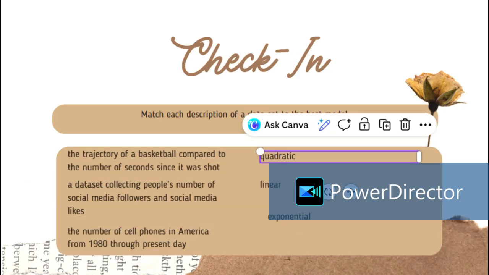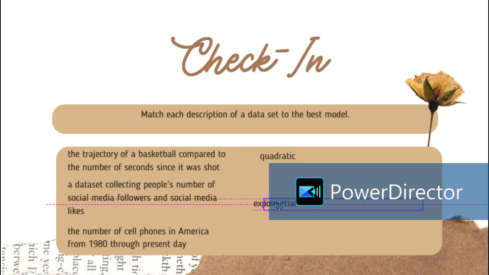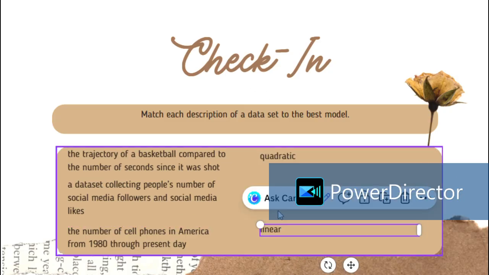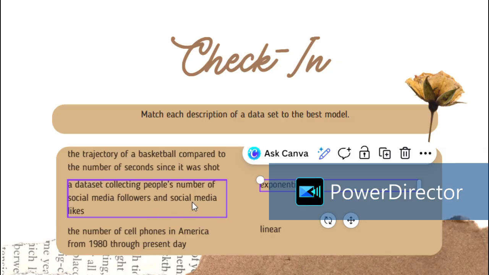A data set collecting people's number of social media followers and social media likes. Okay, so this one is probably going to be exponential because the more followers you have, the more views you get, the more followers you get. It just grows exponentially. It just does.